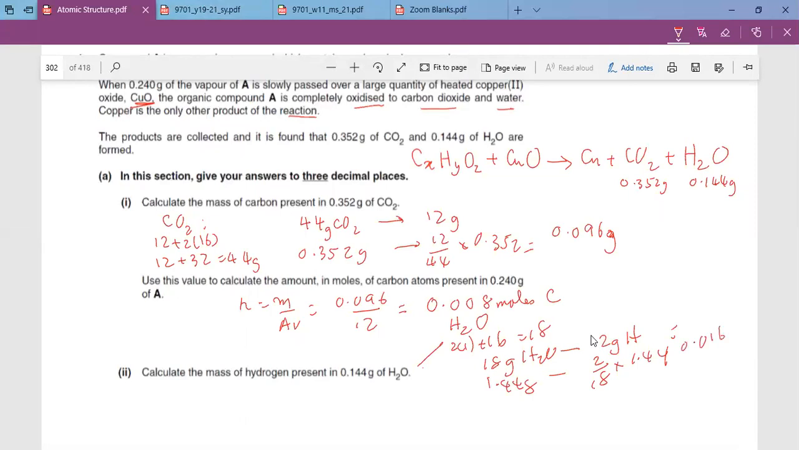0.016 grams. Now the next thing they ask you is to find the number of moles. So the number of moles of hydrogen equals the mass over the Ar, which is 0.016 over 1, equal to 0.016. So this is the moles for carbon, and this is the moles for hydrogen.